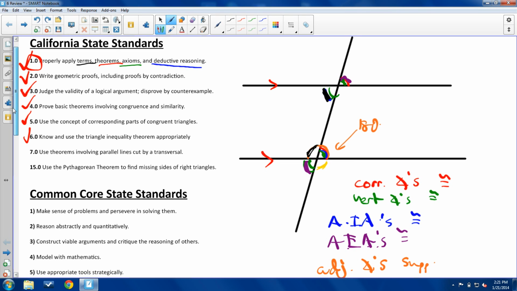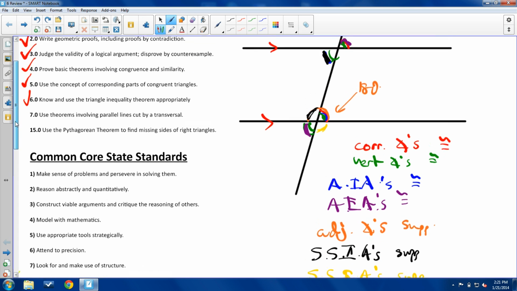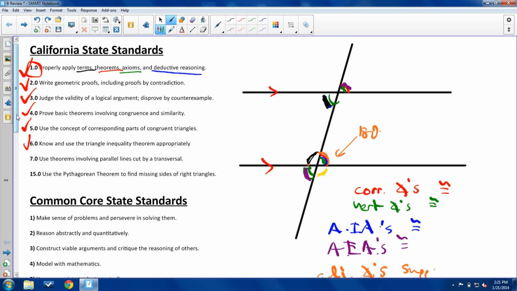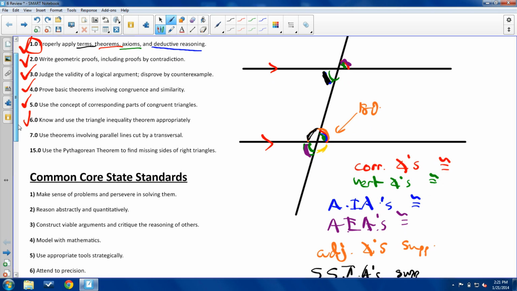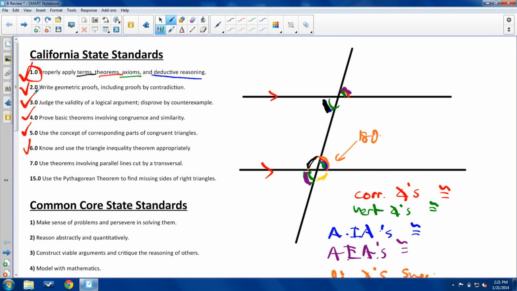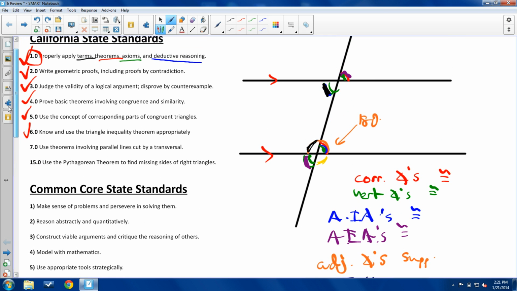But I have all of these guys right here: alternate interior, alternate exterior, same side interior, same side exterior, vertical, corresponding, and adjacent. And they are all what they are, congruent or supplementary, based on parallel lines being parallel lines. Now, if these aren't parallel lines, the only ones that are true then are vertical angles being congruent and adjacent angles being supplementary. All the rest are dependent on the fact that parallel lines are existing, because the other ones don't have to do with both lines, it just has to do with one set of lines. So make sure that you use and you know those theorems and you understand them.